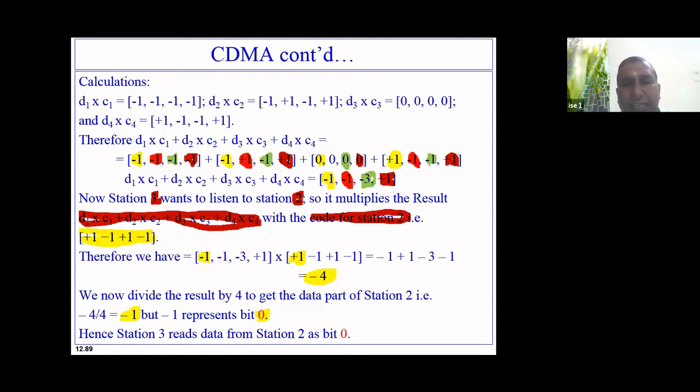Then we have seen how to multiply a chip code with the data part, and finally how to add the final chip codes from all the stations together, and how the recovery is made. The result, whatever I get, is to be multiplied by the chip code of the station from which I want to recover the data. The result I get is divided by 4, and I'll be getting the bit sent by that particular station.